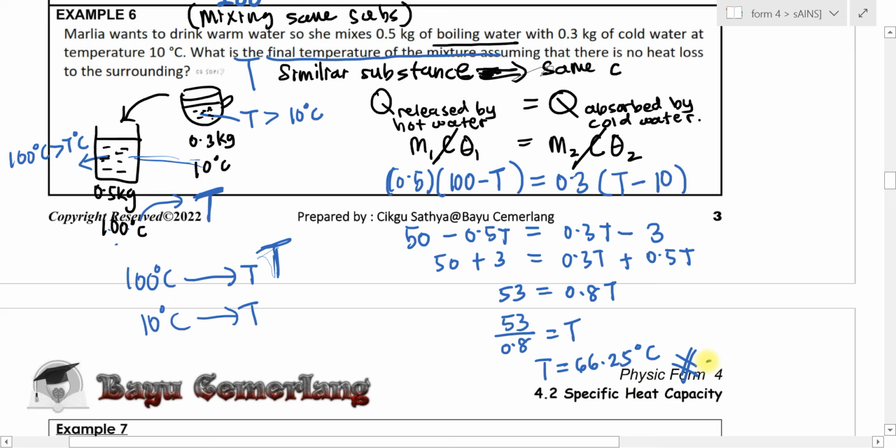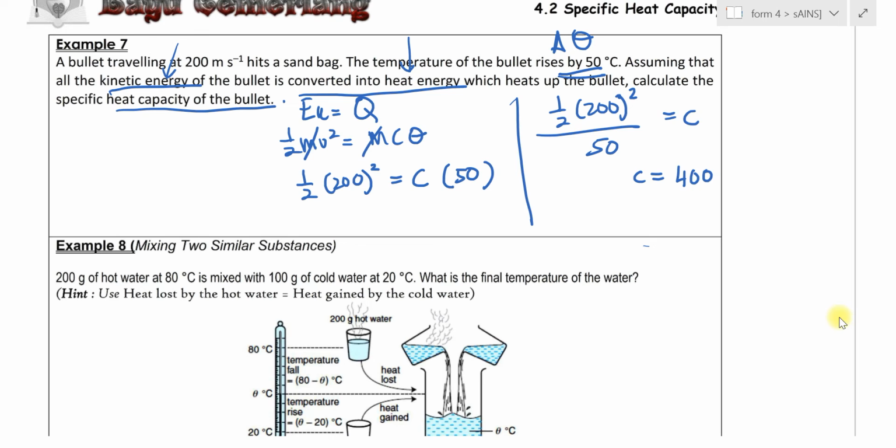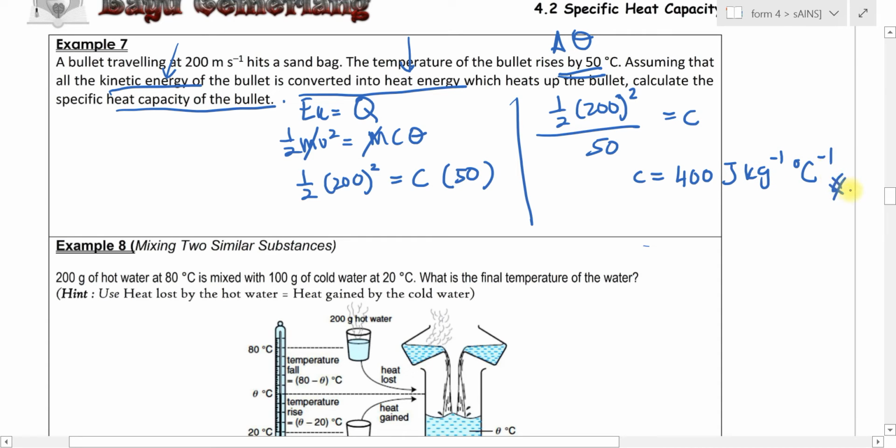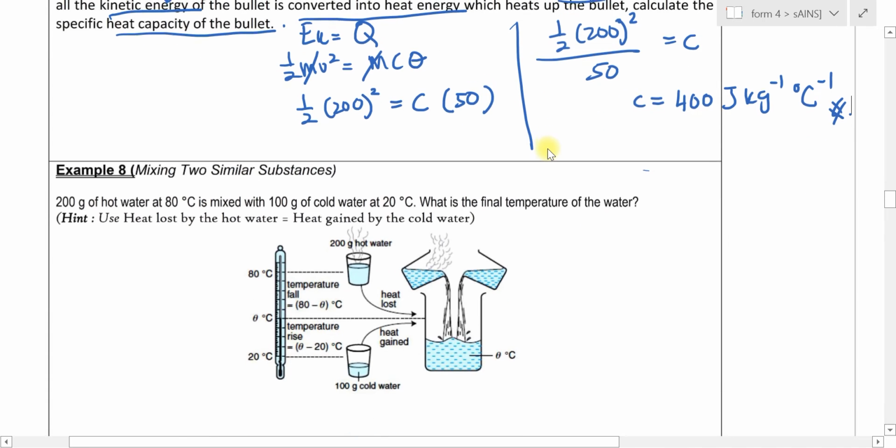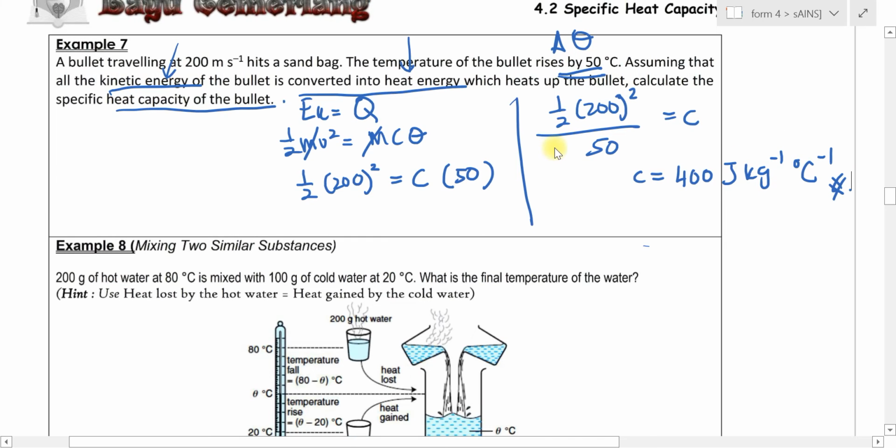See the working and tell me. Wait, I copy. Copy the above and tell me if you don't understand any step. 8 degrees Celsius negative 1. Okay, bagus. 400 joule kg negative 1. Lepas tu degree Celsius negative 1. Bagus. Okay, tak macam tadi. Saya dah explain kan tadi.